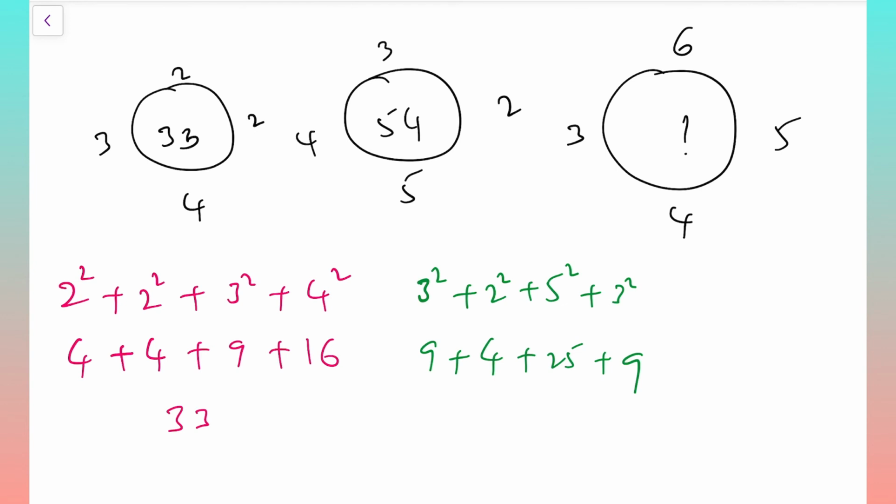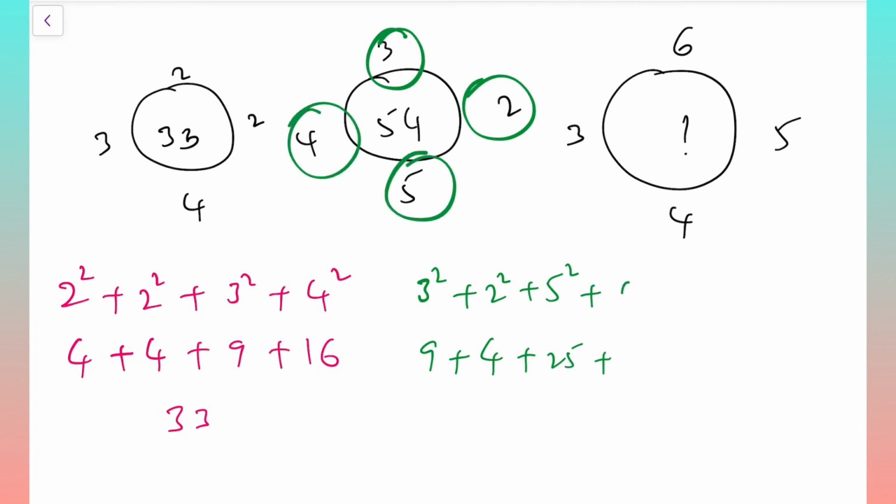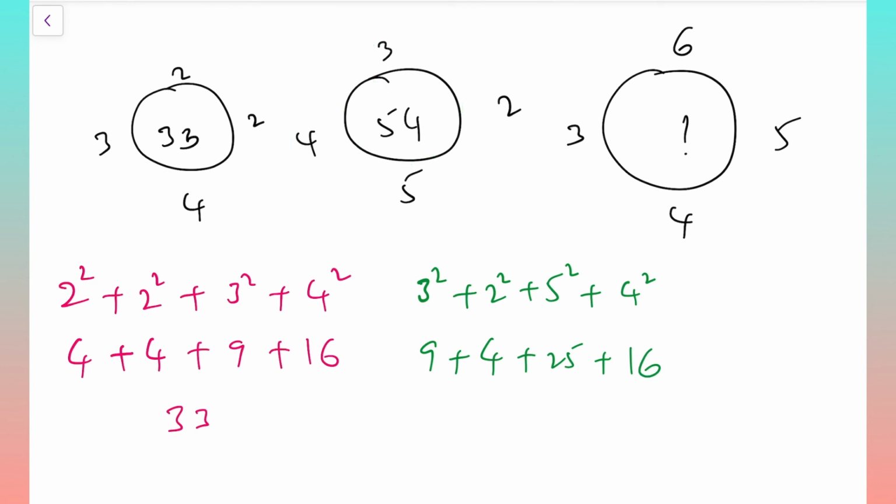Oh, sorry, here I made a mistake actually. Because this is 3 square, 2 square, 5 square, 4 square, right? So 4 square is nothing but 16. Okay, now let us do the addition properly. Sorry for that. 3 square is 9 plus 2 square is 4 plus 5 square is 25 plus 16, which is nothing but 54. Exactly the middle number. Now let us apply the same for the final one.